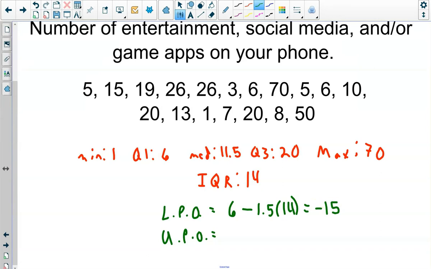So what this means is any student that has below negative 15 apps on their phone is a potential outlier. And again, this is weird. Think about it in terms of the context that you're dealing with. Is it possible to really have negative 15? No, I don't even know what negative 15 apps would look like on a phone. That's just plain simply weird. So when you look at some of these values, does this make sense within my data?